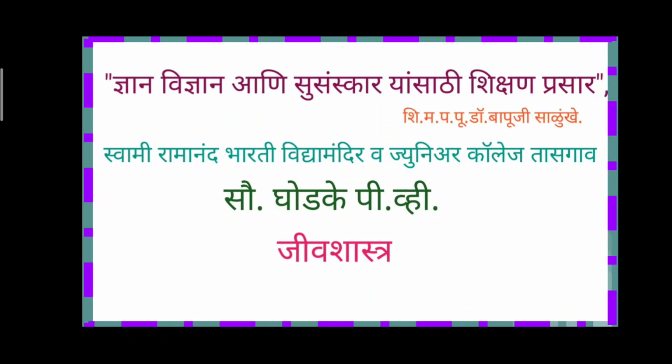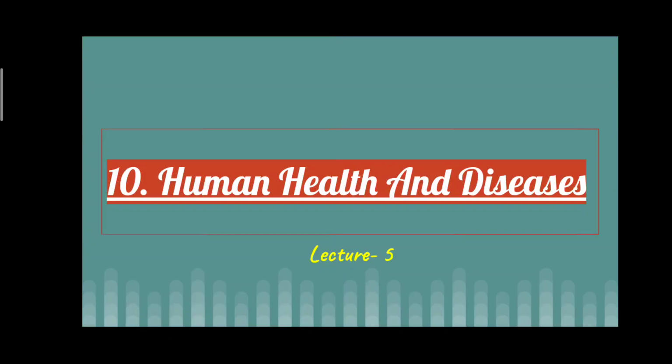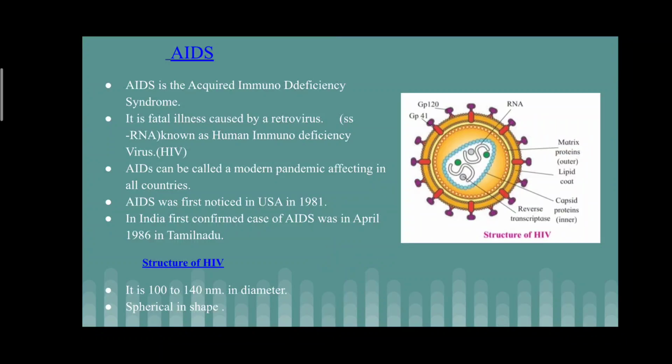Hello students, today we study the next type of disease from the topic human health and diseases. So we study the disease AIDS. AIDS is the acquired immunodeficiency syndrome. It is fatal, that is death confirmably. That means it is a fatal illness caused by a retrovirus. That virus is a single-stranded RNA virus known as human immunodeficiency virus, simply HIV.